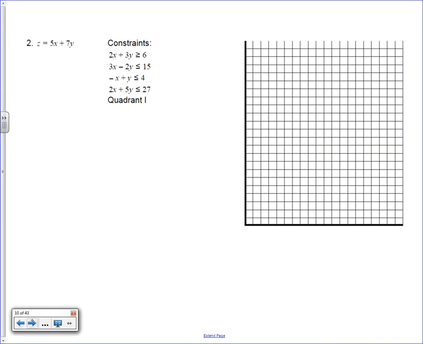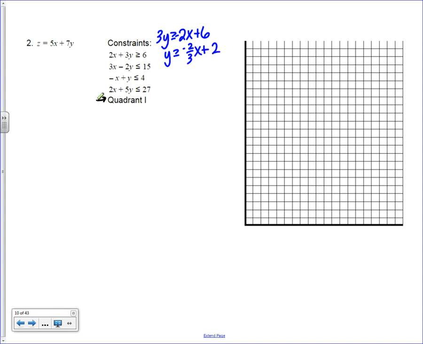Notice again, it says we are in quadrant 1. Okay, and I got lots of them to graph here. Let's start at the top here. I'm going to go ahead and do this top one in blue. So we'll subtract the 2x over, then divide by 3, and I get something like that.